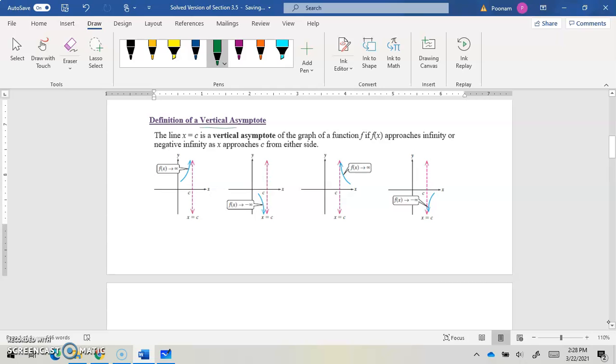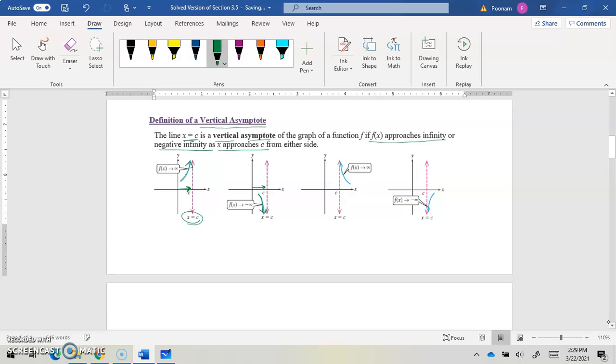Let's start with the vertical asymptote. A line x equals c, which is a vertical line, is called a vertical asymptote of the graph if f(x) approaches infinity or negative infinity as x approaches c. So when x is approaching c, in this case from the left, the graph is approaching infinity. Or when x is approaching c, the graph is approaching negative infinity. So these are two examples of your vertical asymptote.